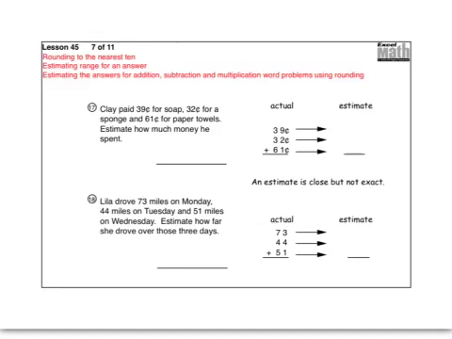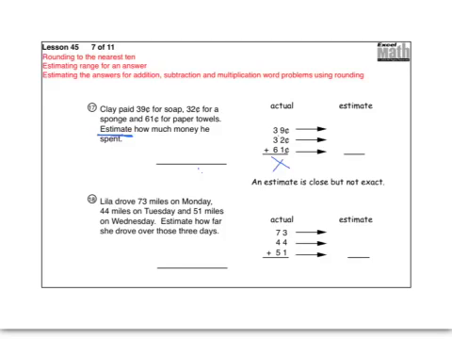All right, and here are some word problems where we're doing some rounding. Let's go ahead and do these first couple together. Clay paid 39 cents for soap, 32 cents for a sponge, and 61 cents for paper towels. Estimate how much money he spent. So the actual numbers are 39, 32, and 61. We don't really care about this answer in the blank here because it says to estimate the answer.